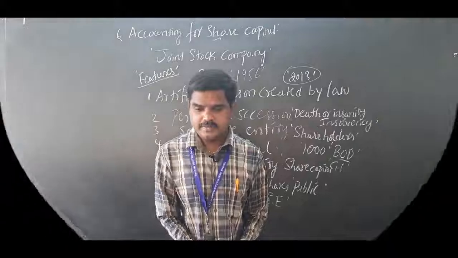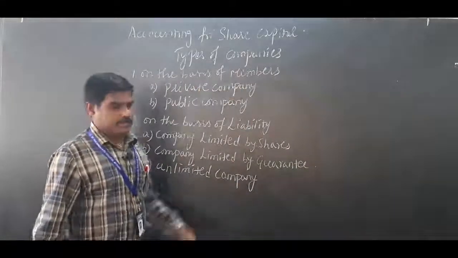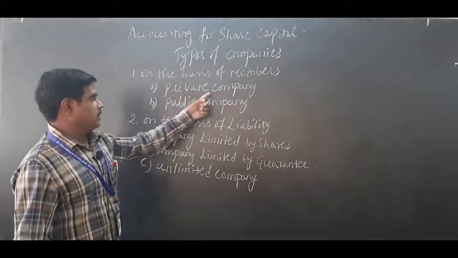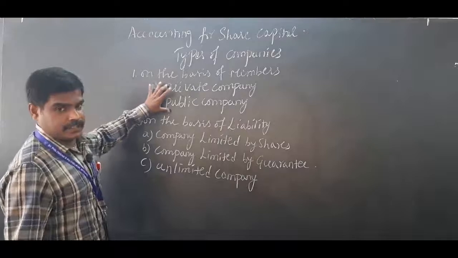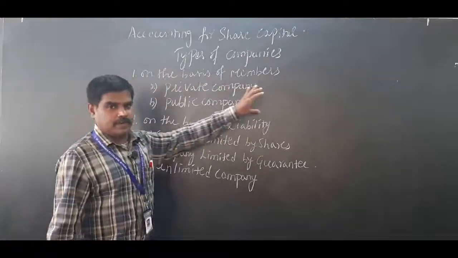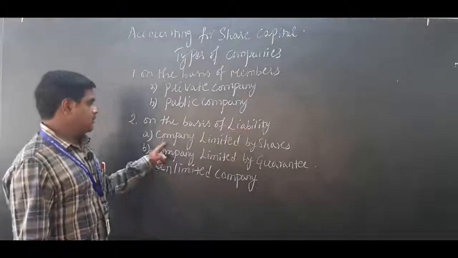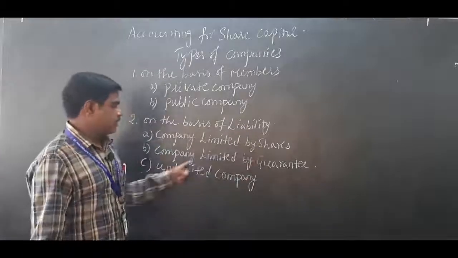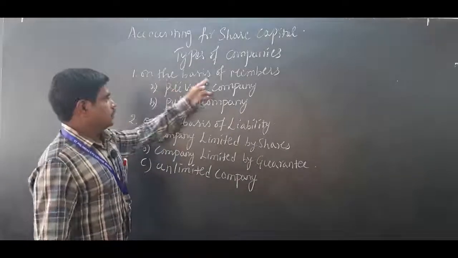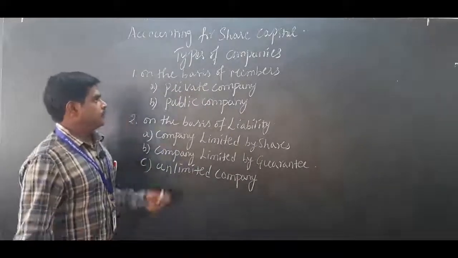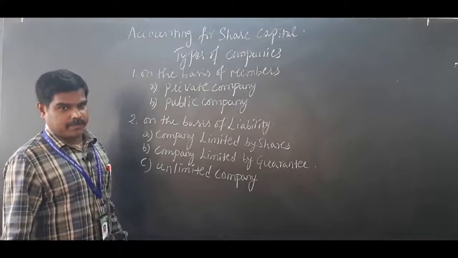Moving on to the next part, types of companies. On the basis of members, a company is divided into 2, private company and public company. Of course, you studied this in first year PUC, but anyway, we will have a glance at that also. On the basis of liability, a company is divided into company limited by shares, company limited by guarantee and unlimited company.